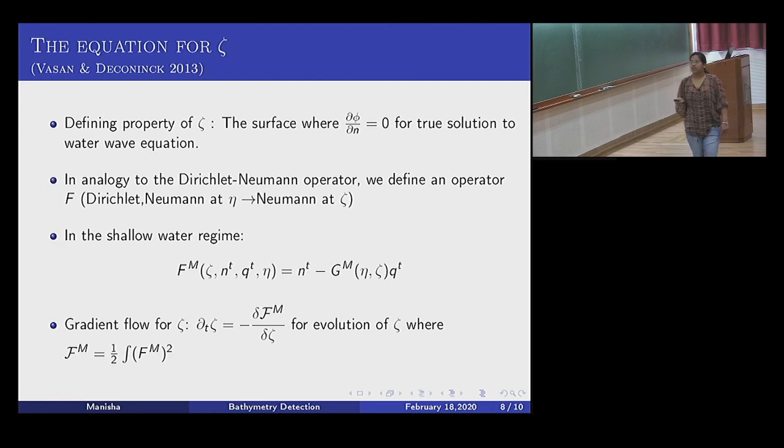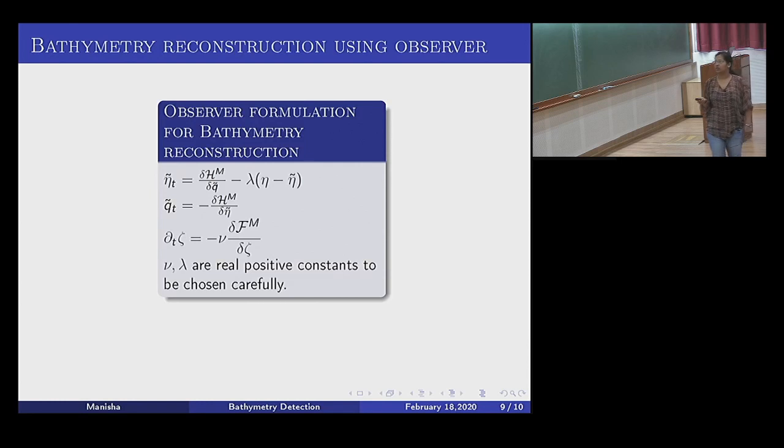In the paper by Vishal and Detonate, they solved this using the Newton method, found the zeros, and got the bottom boundary. But what I want to do is consider the shallow water regime only initially. We can take the square of this so that it is positive and look for the minima. To look for the minima, we'll look at the gradient. So finally, we have the evolution of the zeta equation, which is given by the gradient flow. Thus, we have our observer formulation for bathymetry reconstruction, where mu and nu are positive real constants.